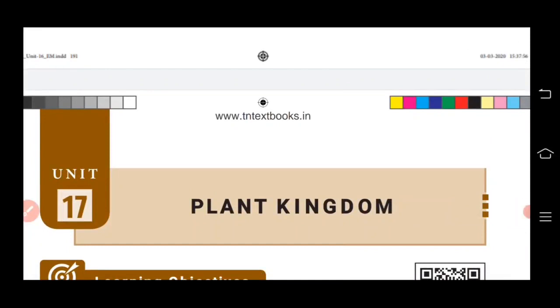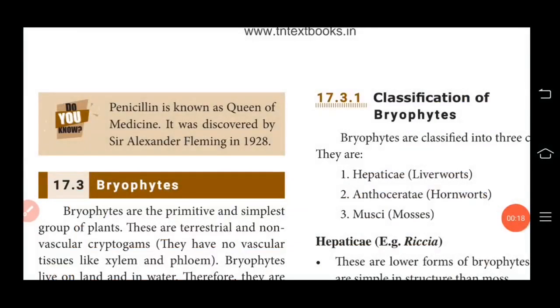Students, now we are learning our Unit 17, Plant Kingdom. In our last online class, we learned the topic Bryophytes and the classification of bryophytes. In today's online class, we are going to learn pteridophytes.